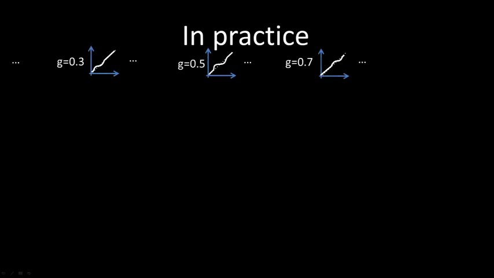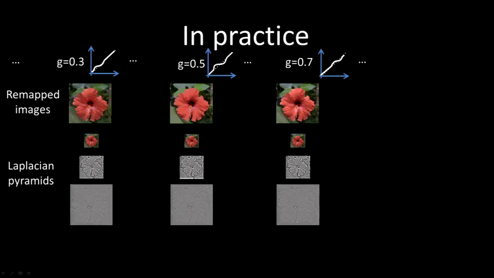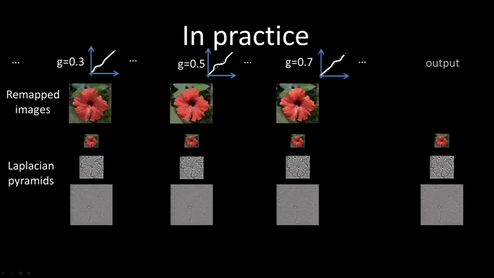In practice, one begins by sampling the reference values. Each reference value is associated with a different remapping function. Using those remapping functions, we compute the remapping of the full image. And for each processed image, we compute a Laplacian pyramid. Then, we compute the output Laplacian pyramid by interpolating all those pyramids. And finally, the output image is computed by collapsing the output Laplacian pyramid.